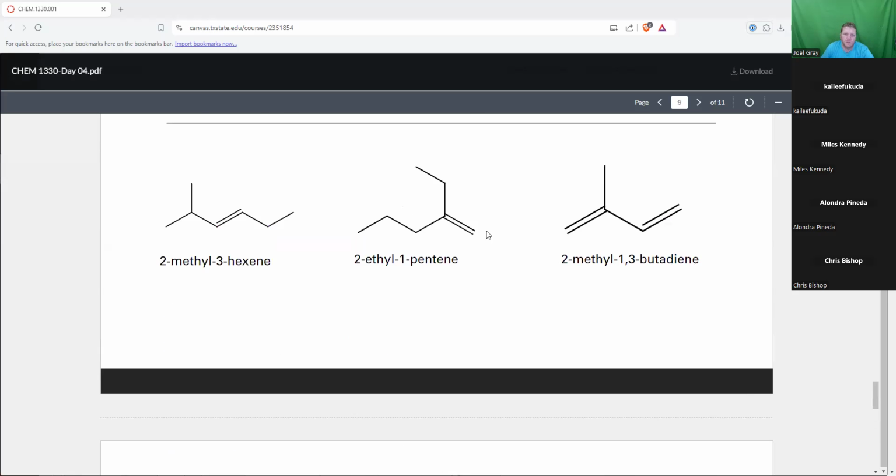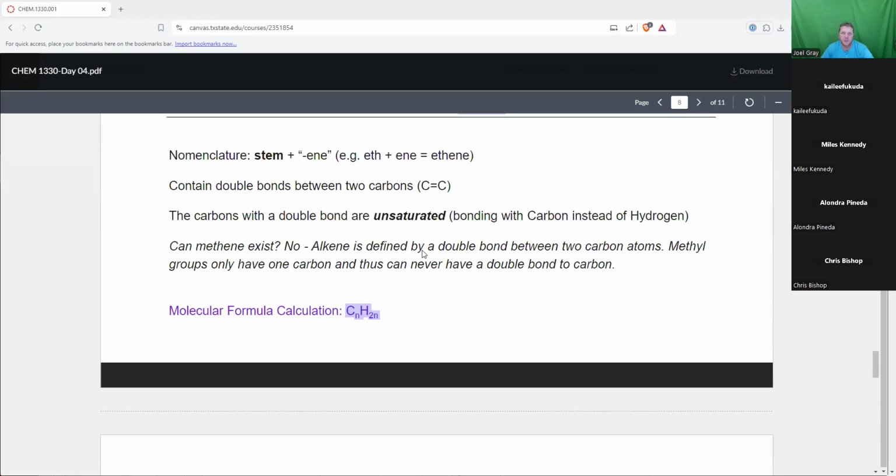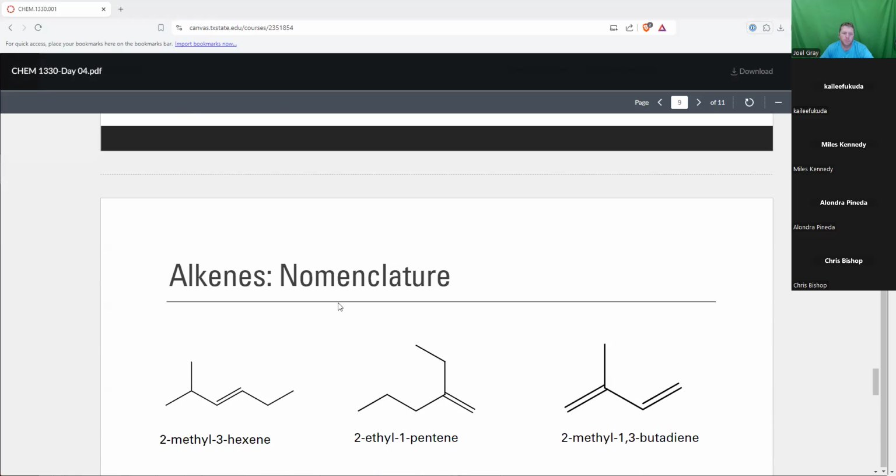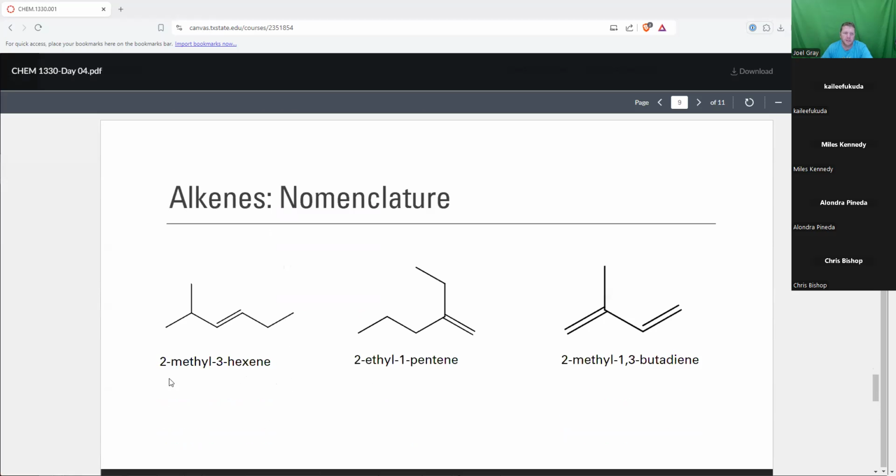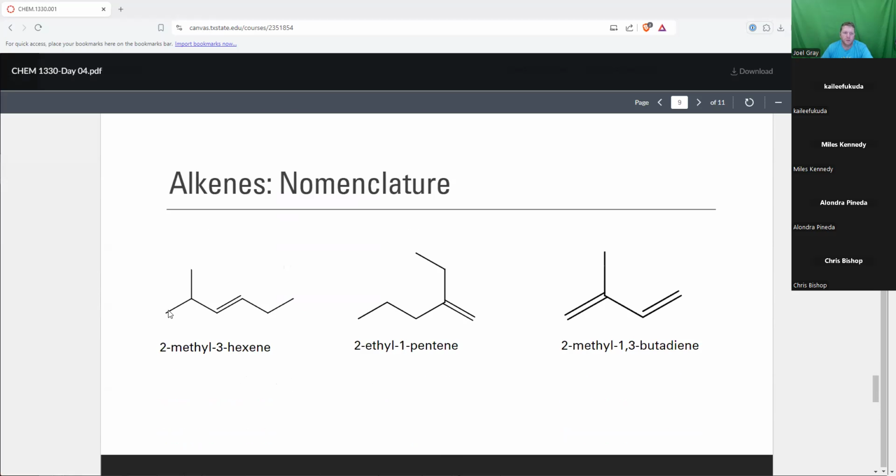So we're basically using numbers and trying to come up with the smallest possible numbers to put our prefixes. If you look on the left-hand side here, we've got a straight chain that is 1, 2, 3, 4, 5, 6. 6 carbons with one double bond. That's a hexene. Our functional groups, or our unique parts of this molecule that make it not hexane, are found on carbon number 2 and carbon number 3. So this is 2-methyl 3-hexene.